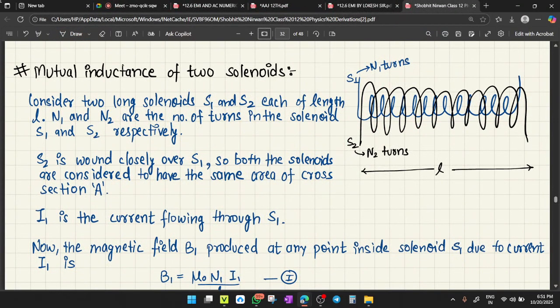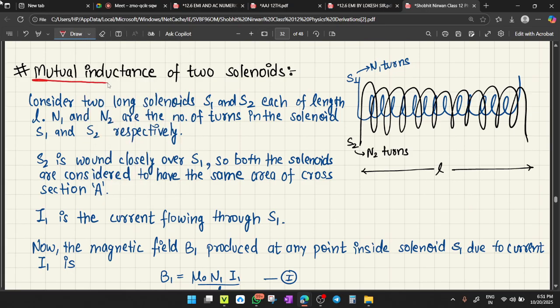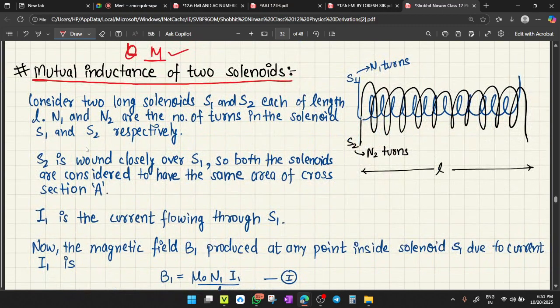So students, now we are doing the derivation for mutual inductance for two neighboring coils, two solenoids. After this derivation, we will establish on which quantities M depends. So write the consideration.